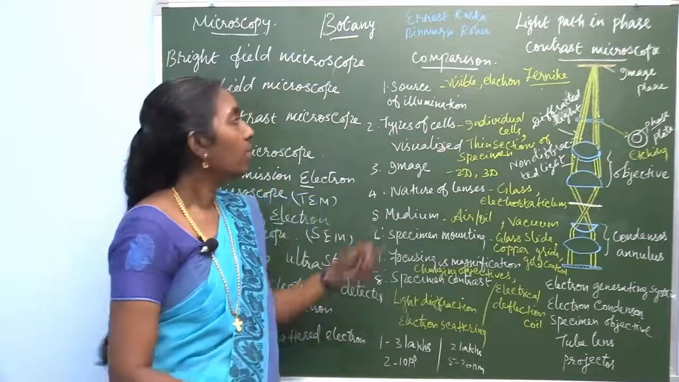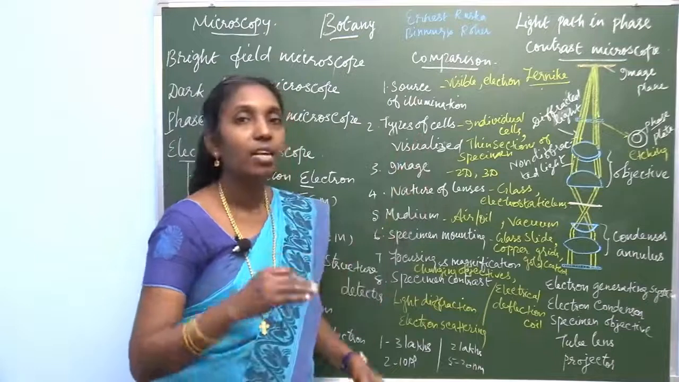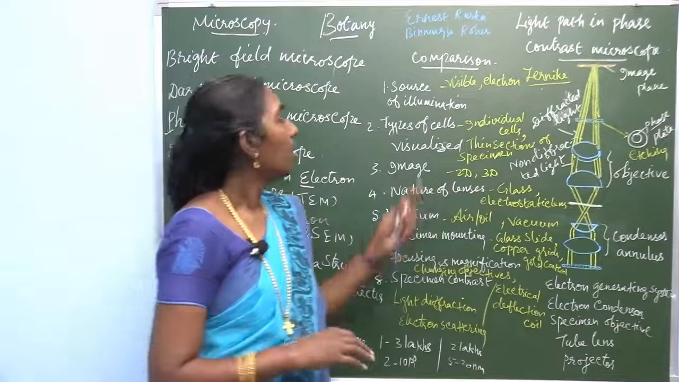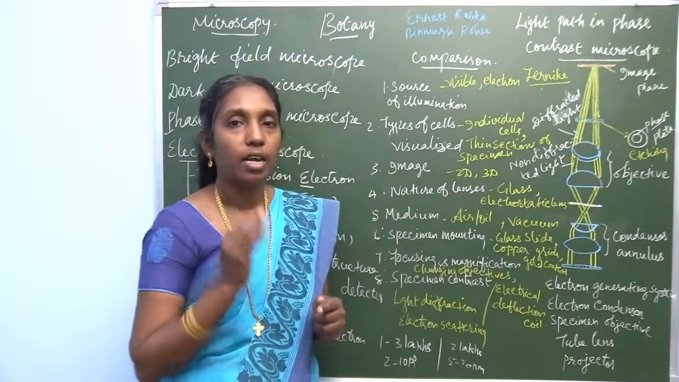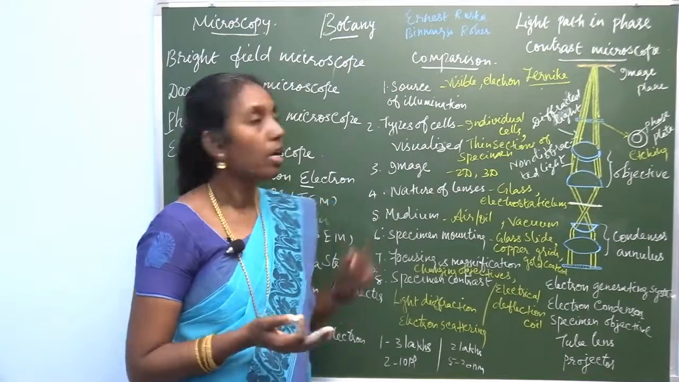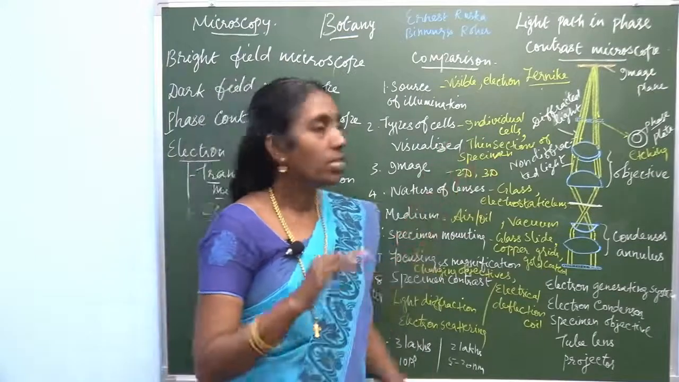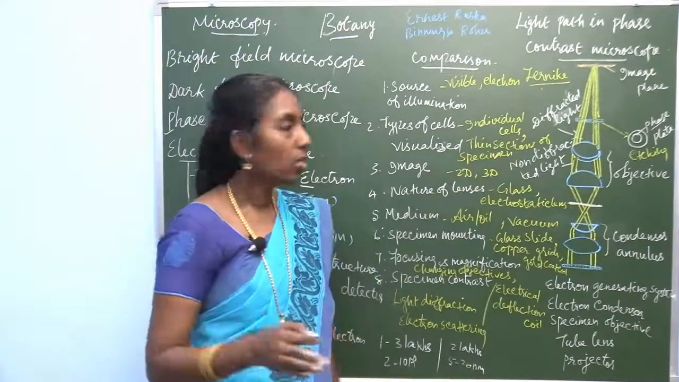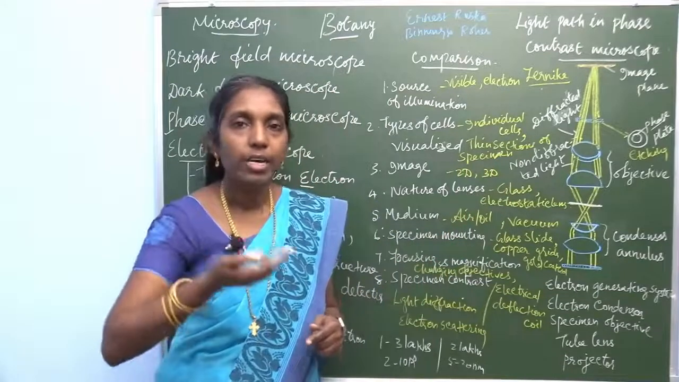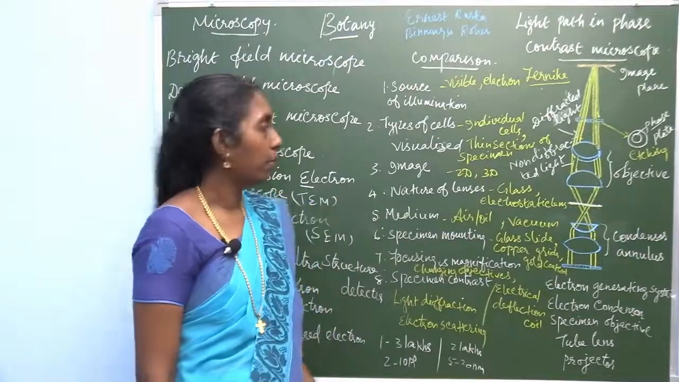The second feature of these microscopes is the types of cells visualized. In the ordinary microscope, that is the light microscope or the dark field, the light microscope is otherwise called the bright field microscope, the first 2 types, individual cells are visualized. But in the electron microscope, very thin sections of the specimens can be visualized.